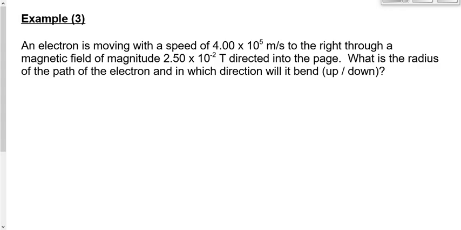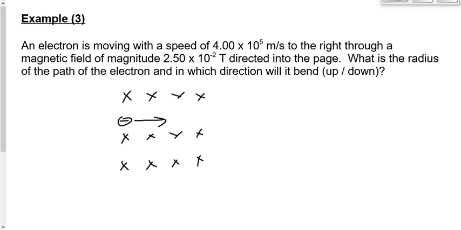All right, let's do an example. The example says, an electron is moving with a speed of 4 times 10 to the 5 meters per second to the right through a magnetic field that's directed into the page. Particle is moving to the right, magnetic field is into the page. They're perpendicular, right? So everything we've learned so far applies, the equations, the hand rule, and so on. What's the radius of the path of the electron, and in which direction is it going to bend, up or down? Let's figure out the radius first.